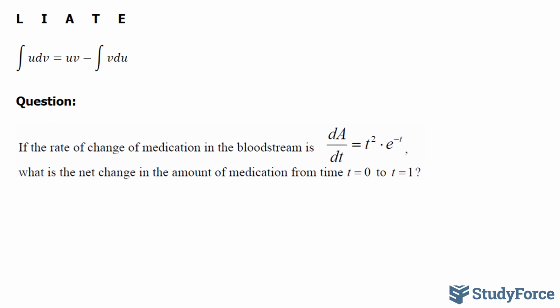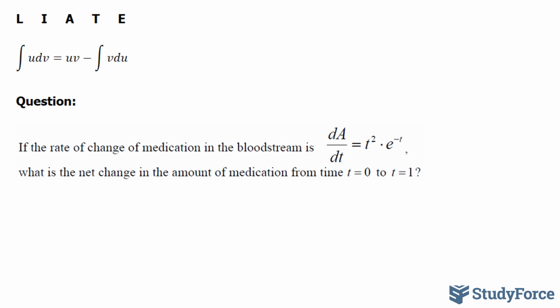If the rate of change of medication in the bloodstream is defined as dA over dt is equal to t to the power of 2 times e to the power of negative t, what is the net change in the amount of medication from time 0 to time 1?